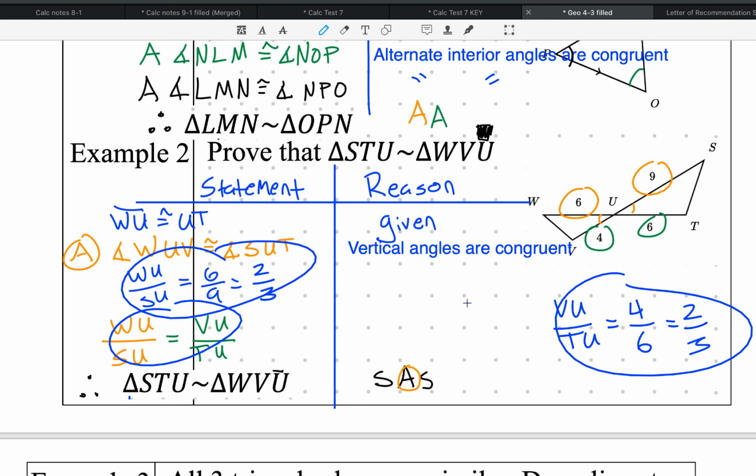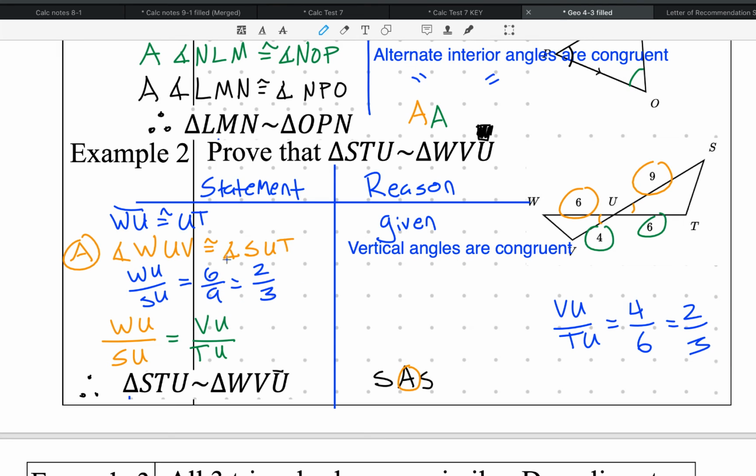Now question, yes? So for WU over SU, if the proportions are equal, would that one statement equal 2 sides? Yes, exactly. This statement right here gives you a yellow side and it gives you a green side. Okay.